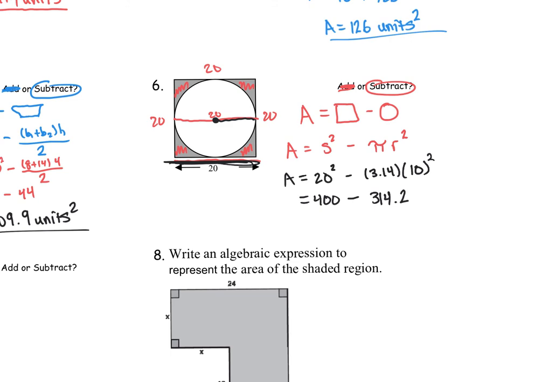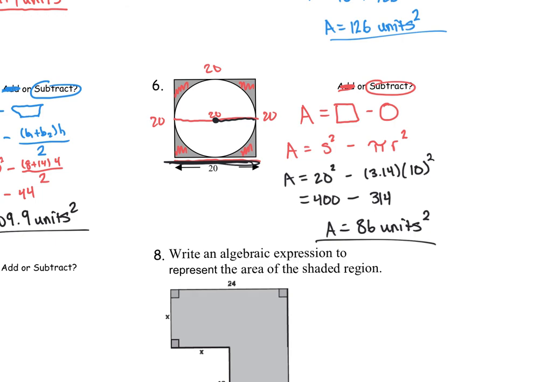314. Sorry, there's no 0.2 there. I'm not sure where I got that from. There's 314. Sorry about that. Okay. And when we do 400 minus 314, we will get our final answer to be area equals 86 units squared. Right? That's the area of the shaded region because we took the square and we're removing this circle from the square, so that 86 units represents the area of the shaded region.